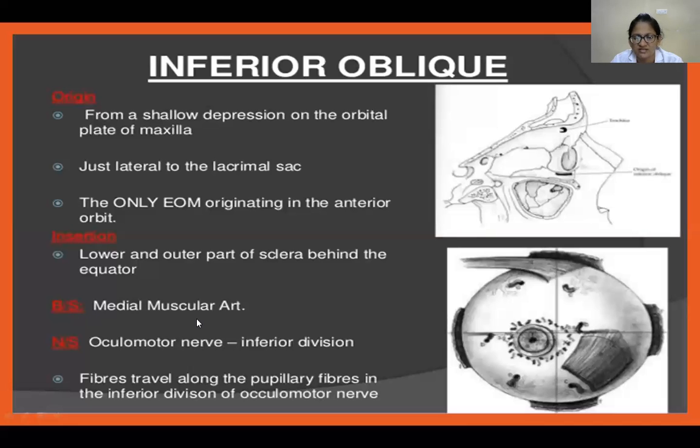Okay, blood supply. It is supplied by the medial muscular artery. Now it is supplied by the oculomotor nerve, the inferior division of the oculomotor nerve. Okay, this is about the inferior oblique muscle.